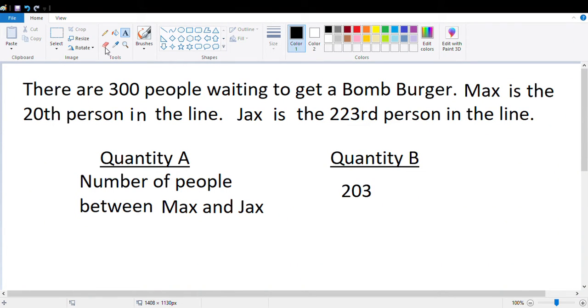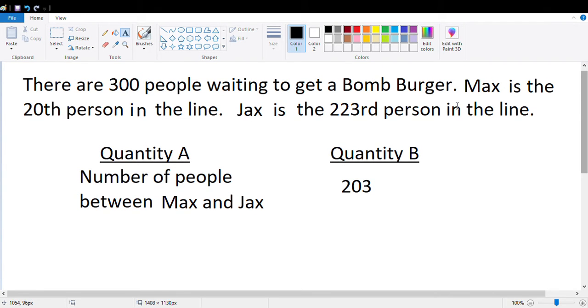All right, this is bomb 4, question 4 from GRE quant questions that we're doing here in our series. This is another one of those quantitative comparison questions from the GRE. Let's take a look at it. Let's see what it says.